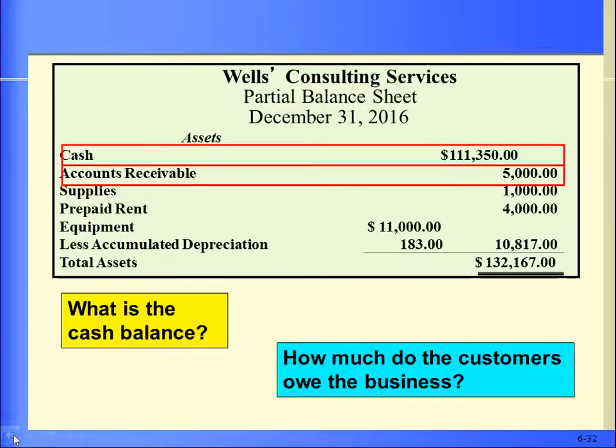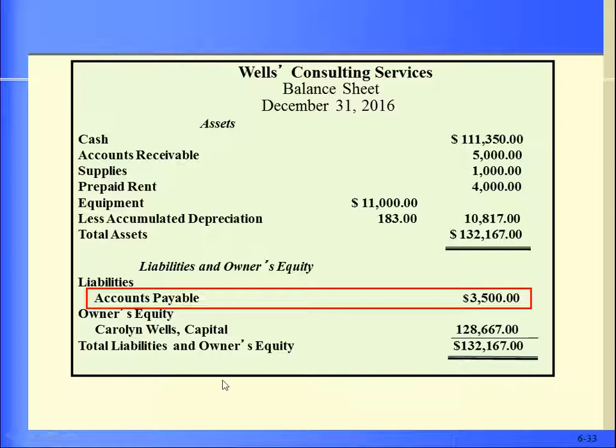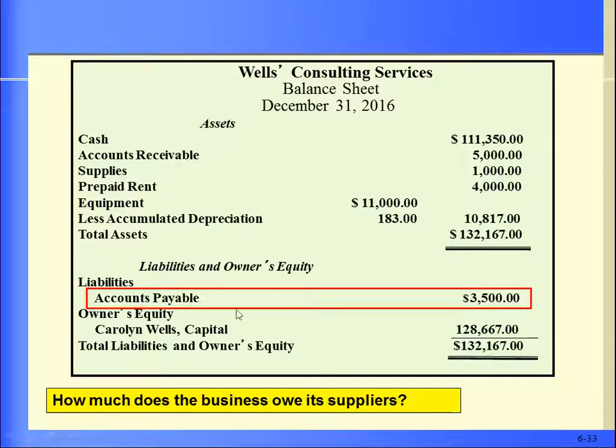Let's go back to that last one. How much do the customers owe the business? I'm sorry, that was accounts receivable. How much does the business owe its suppliers? We owe our suppliers, whether we bought supplies, equipment, anything. In this example, it would just be these two right here. These are claims on assets. These are also claims on assets. So you have creditor claims and you have equity claims.